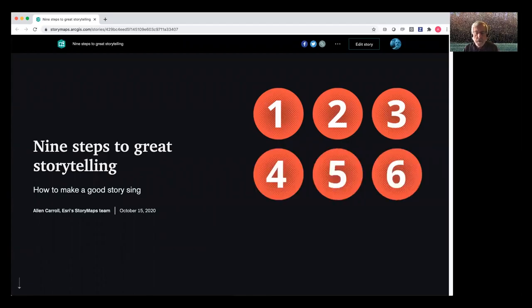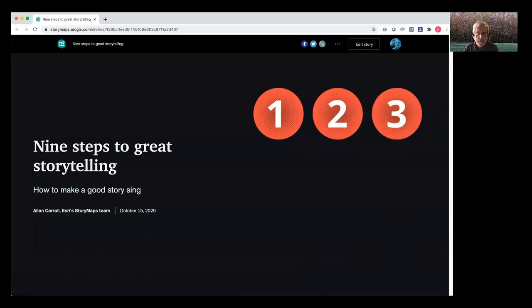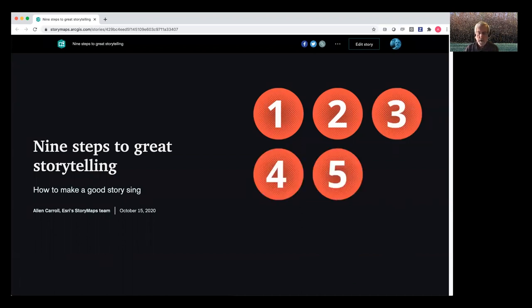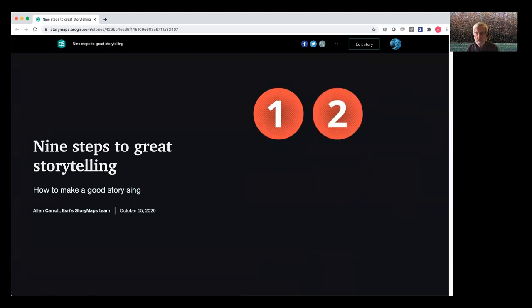Those of you who have made a story map realize that there are two elements to effective storytelling. One is learning the mechanics of our builder function and how story maps work. But the other is perhaps even more important, which is just creating an effective story, an effective narrative.